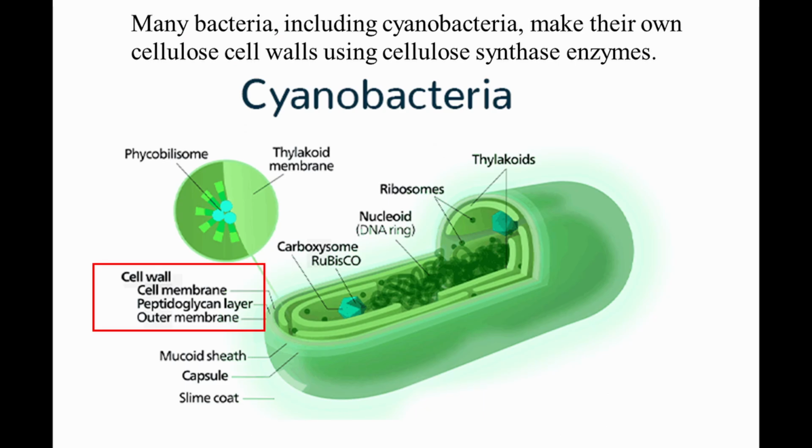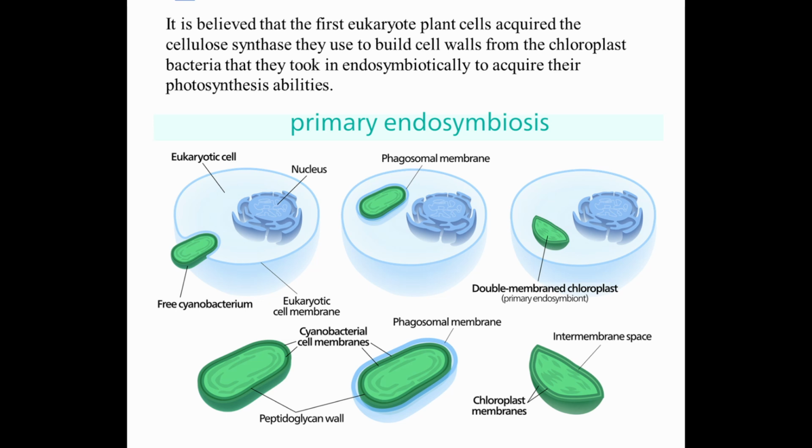Many bacteria, including cyanobacteria, make their own cellulose cell walls using cellulose synthase enzymes. It is believed that the first eukaryote plant cells acquired the cellulose synthase they used to build cell walls from the chloroplast bacteria that they took in endosymbiotically to acquire their photosynthesis abilities.